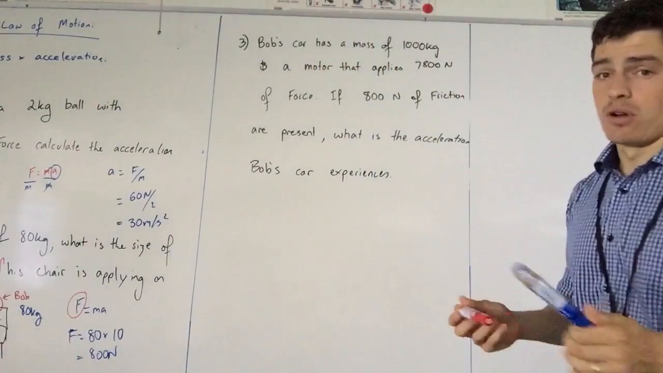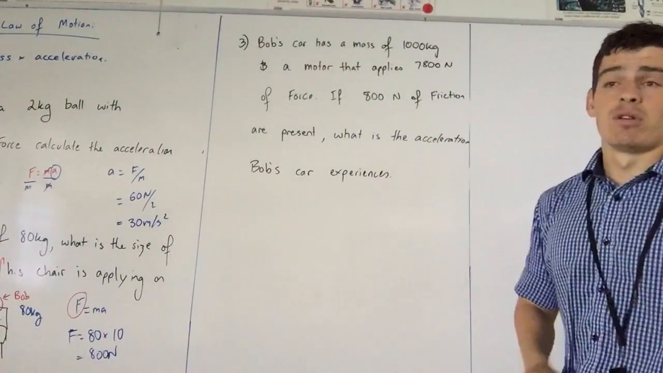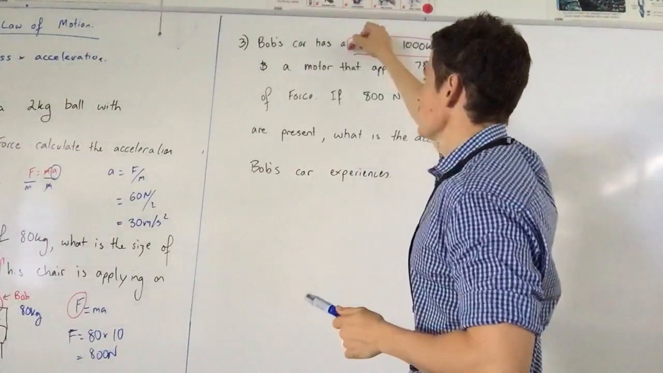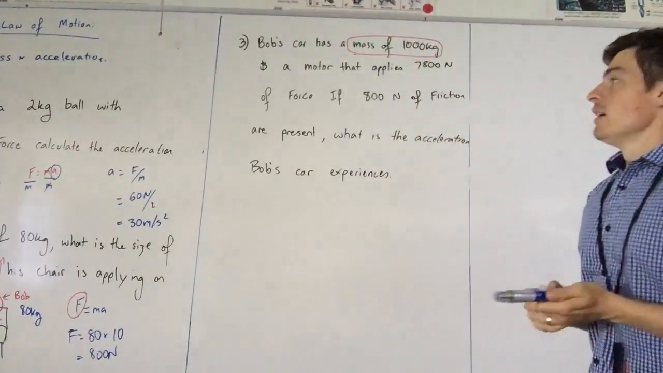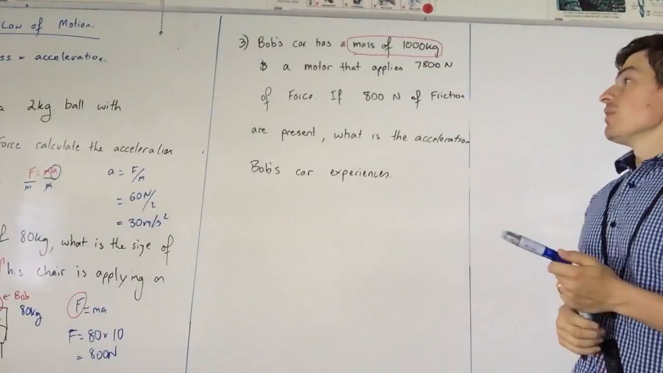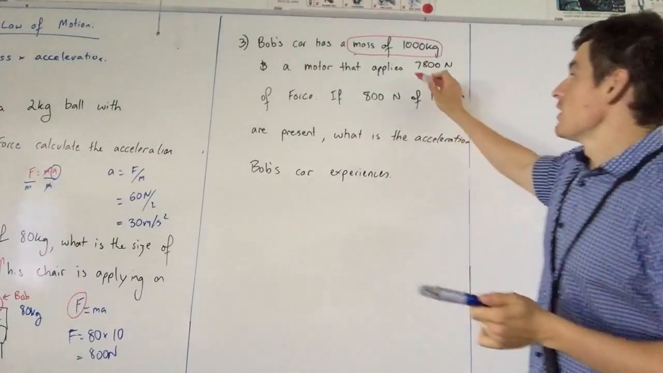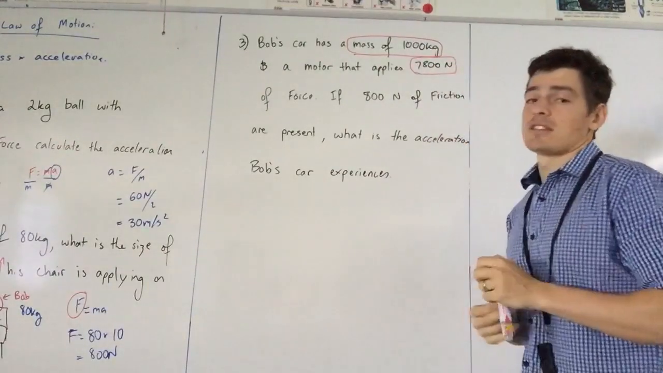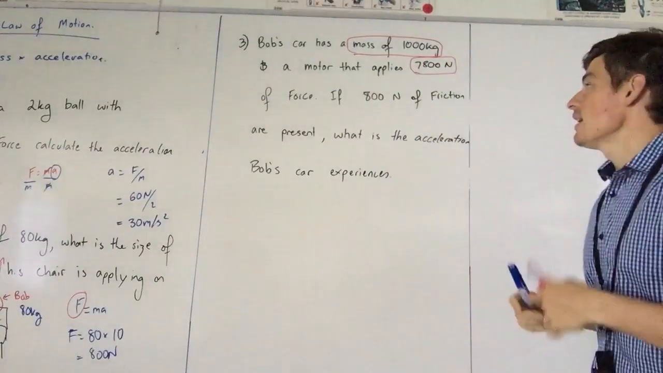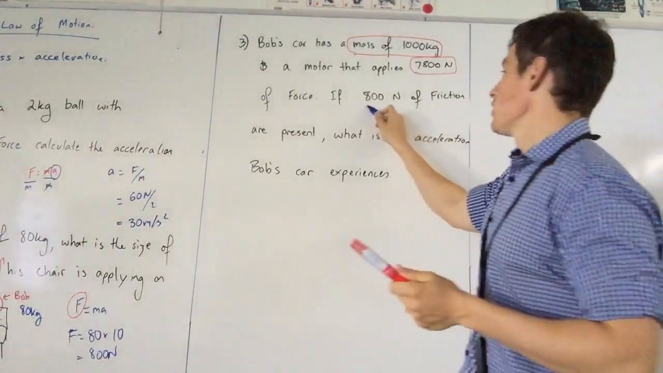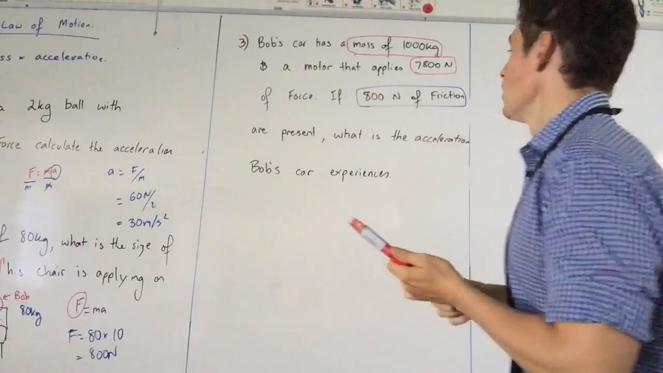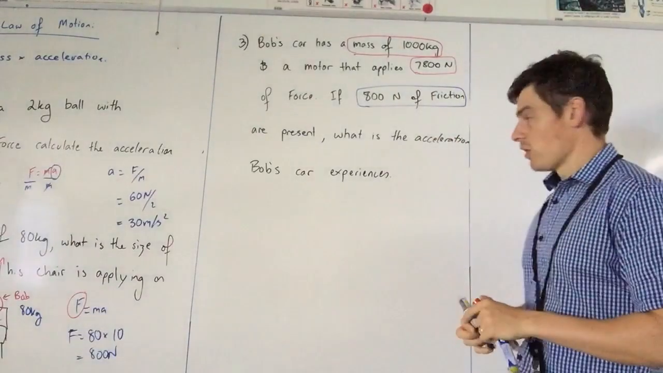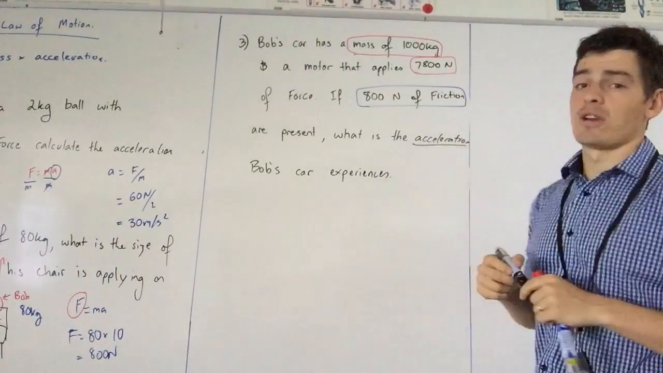I always like to go through the problems and identify the key information. Bob's car has a mass of 1,000 kilograms, and a motor that applies 7,800 newtons of force. If 800 newtons of friction, and the word friction is important, are present, what is the acceleration Bob's car experiences? So the word I'm looking for here is acceleration. I need to find his acceleration.